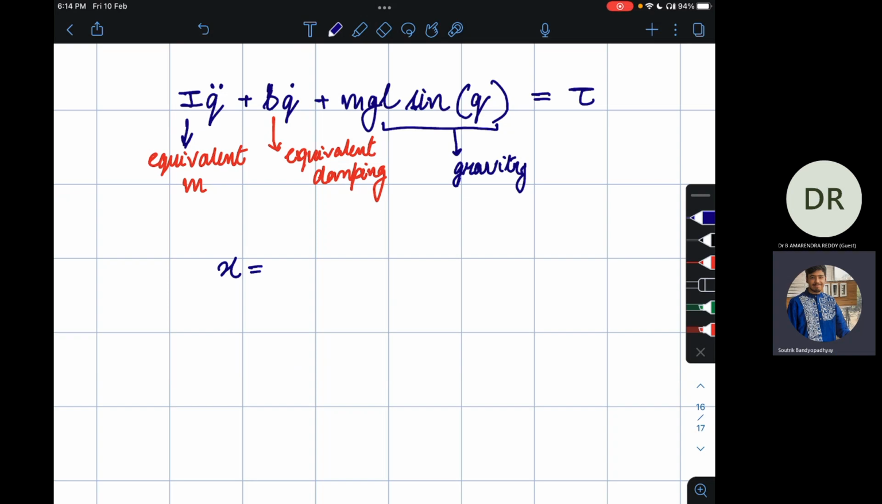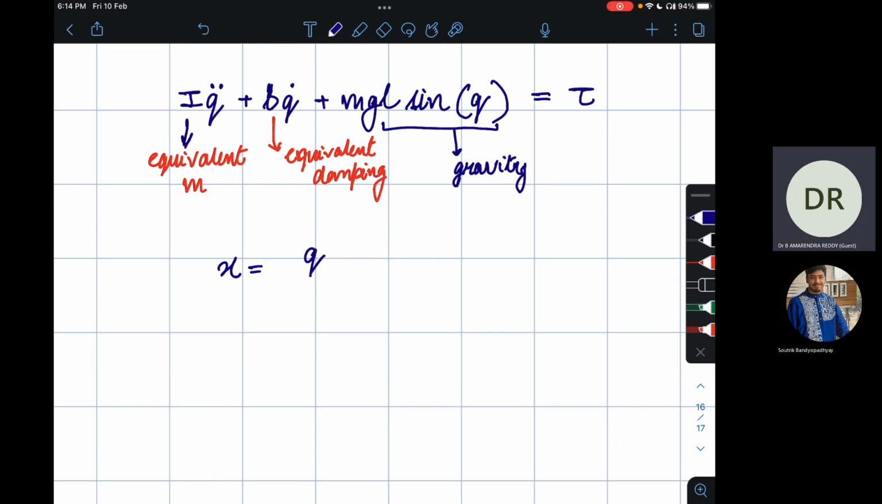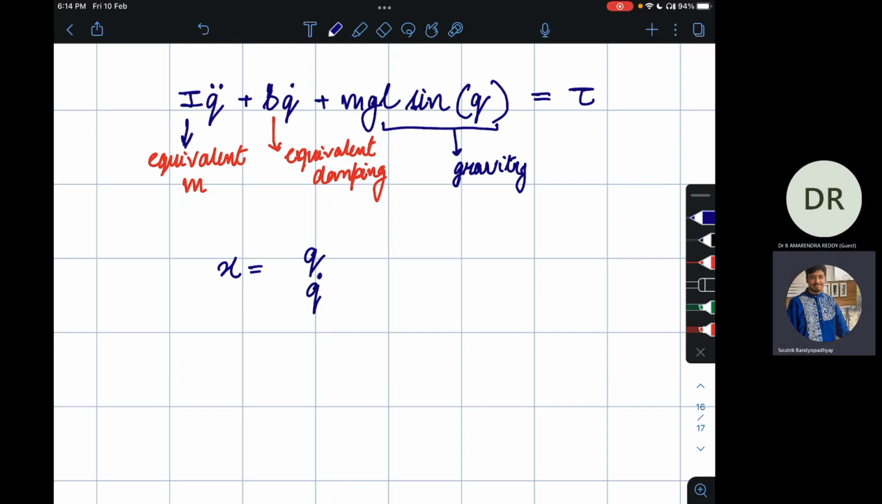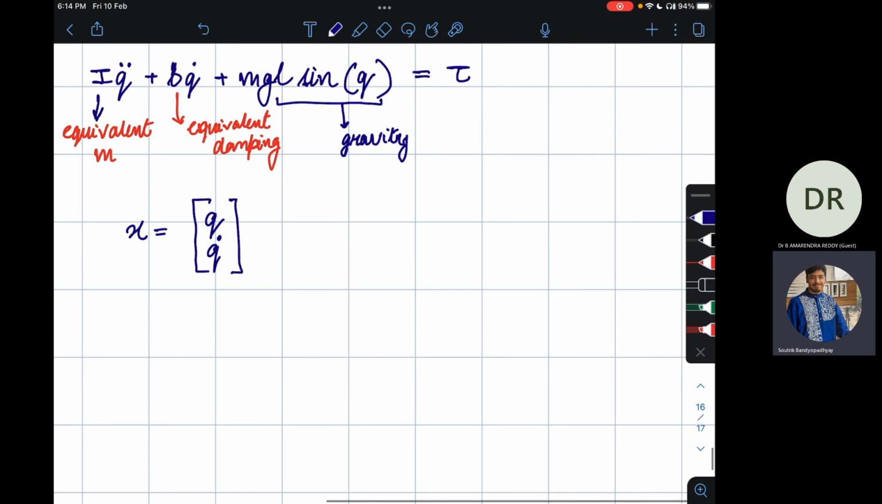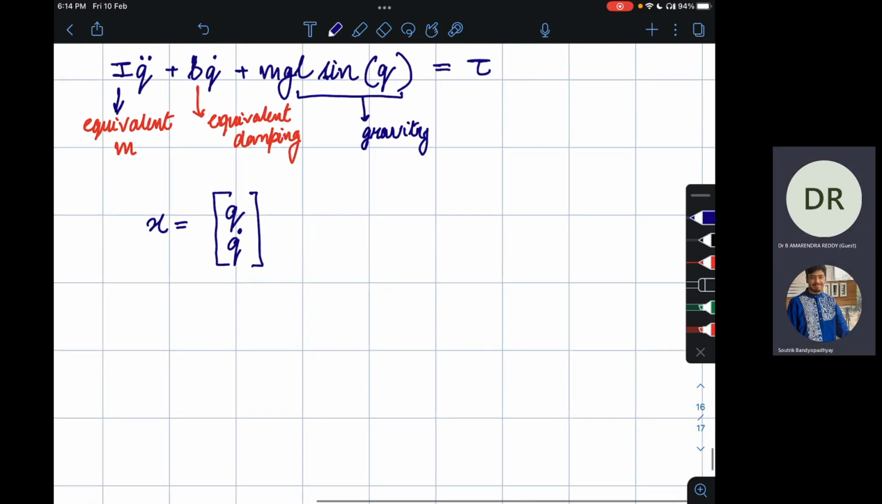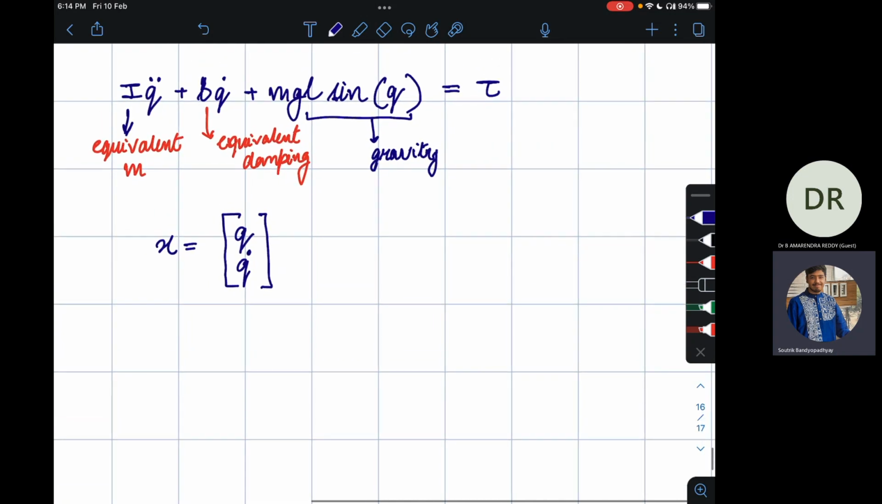So there is this state Q. Is there any other state in this equation? Q dot, sir. Q dot is also a state, right? Actually no, q double dot is not a state. There are only two states, and q double dot is the derivative of this state, q dot.